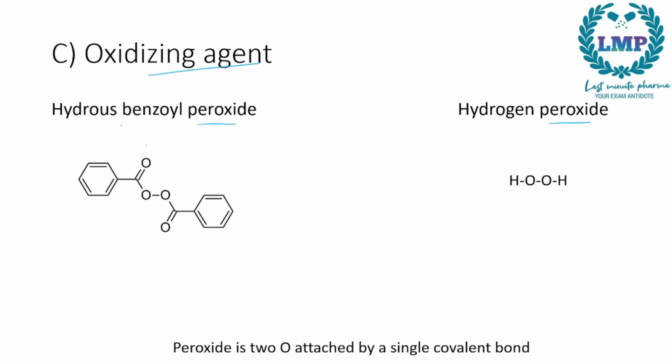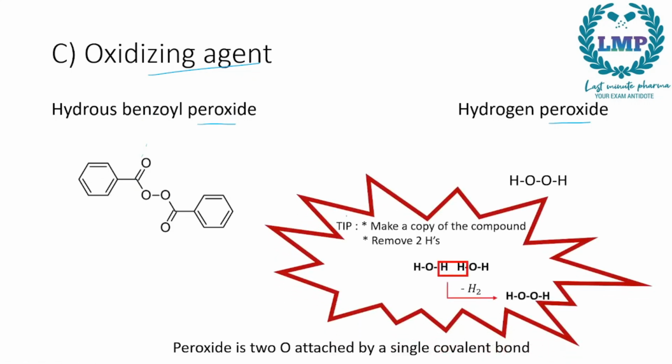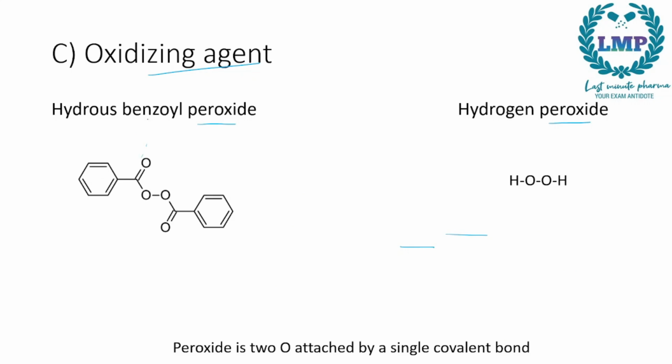Now how do we draw a peroxide? There is a trick to drawing a peroxide, that is, first make a copy of the compound and then remove two hydrogens. For example, we have hydrogen peroxide. So lay them side by side, then you remove two hydrogens from between them and you attach them. We will draw for benzoyl peroxide. Benzoyl is taken from benzoic acid. So let us draw benzoic acid.